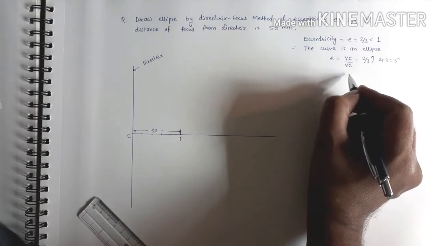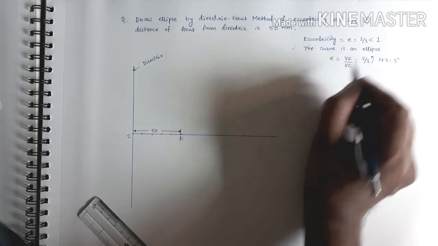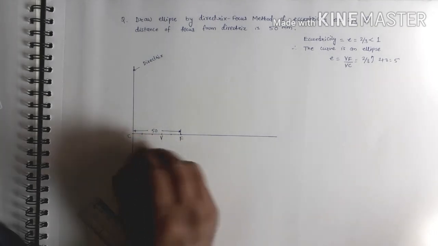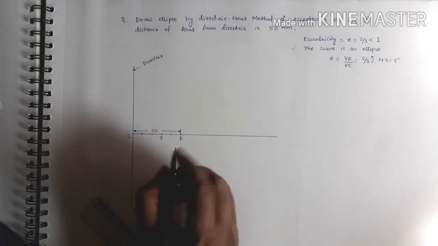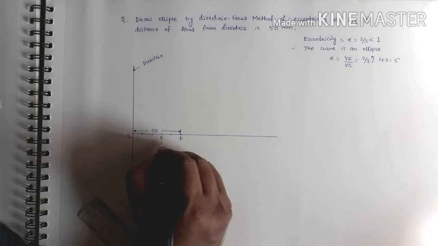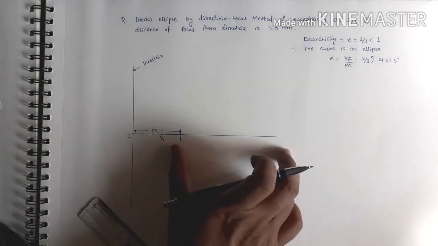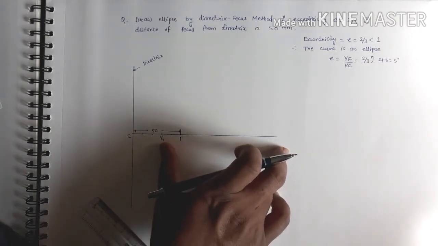Now VF by VC, VF having 2 parts and VC having 3 parts. So V point is here. Okay, so this is a point on the ellipse. Let's say this is major axis point 1, V1. Okay, now at which point will be V2? What will be the major axis that we need to draw?